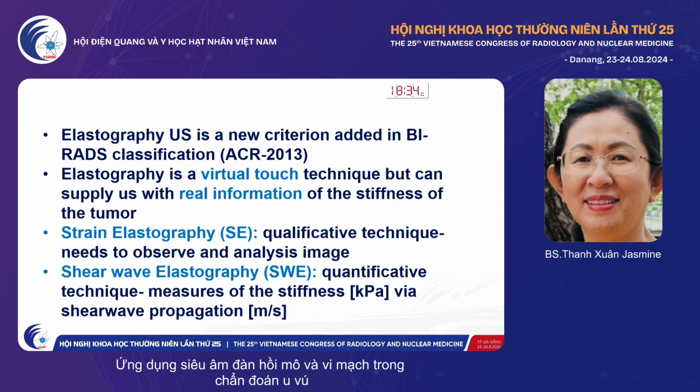Notably, elastography is a new criterion in the BI-RADS classification, ACR 2013. Interestingly, it is a virtual touch technique, but can supply us with real information on the stiffness of the tumor. Strain elastography is a qualitative technique, where we need to observe and analyze the image. Shear wave elastography is a quantitative technique, and we can measure the stiffness in kPa via the shear wave propagation speed in meters per second.